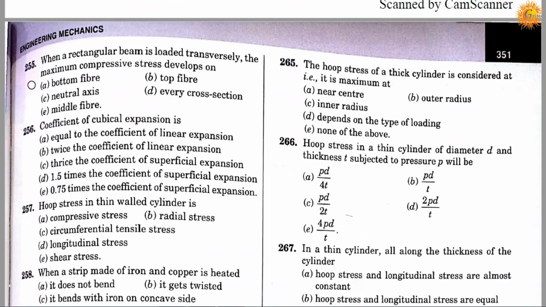Question number 255. When a rectangular beam is loaded transversely, the maximum compressive stress develops on: option A, bottom fiber; option B, top fiber; option C, neutral axis; option D, every cross section; option E, middle fiber. Correct answer is B. It's on top fiber.